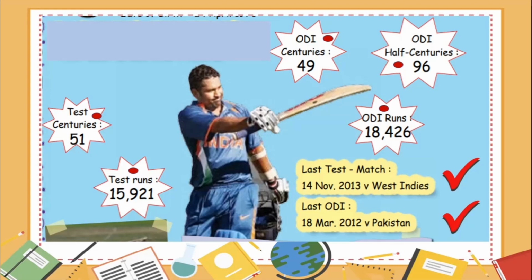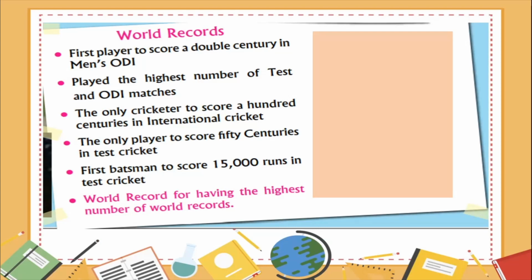So are you getting an idea of how you can make a collage about anything? You can use any information related to that person or that place or that thing and make a collage like this. Now see, this collage also tells us about the world records that Sachin Tendulkar made. So he is the first player to score a double century. Double century is what? 200 runs. Century means 100, so double means 200.